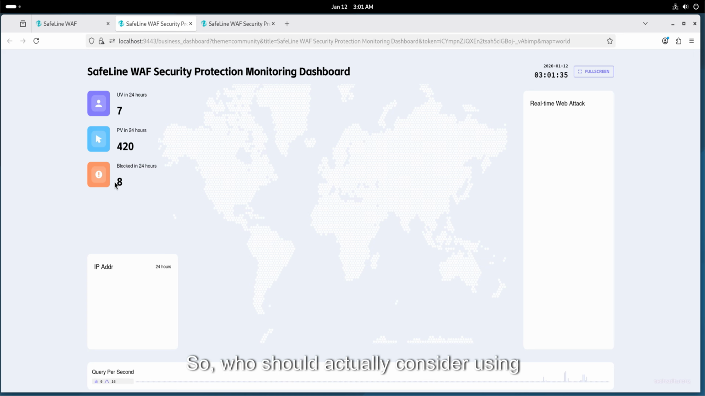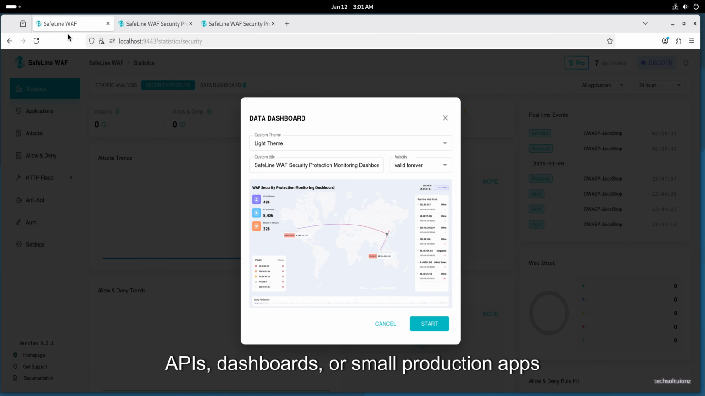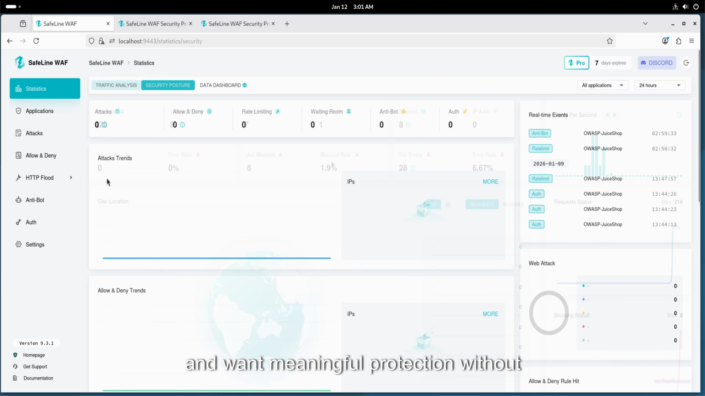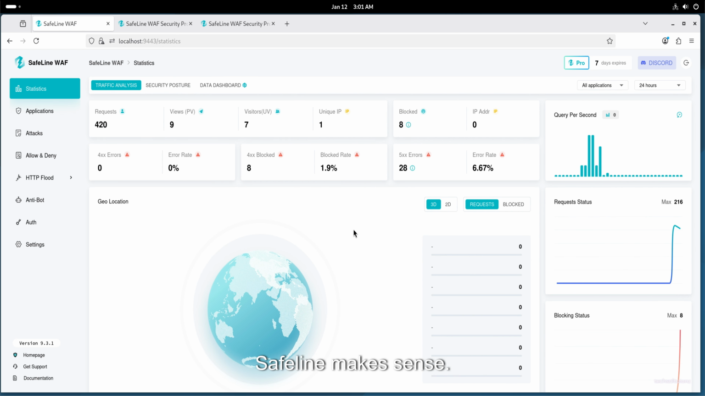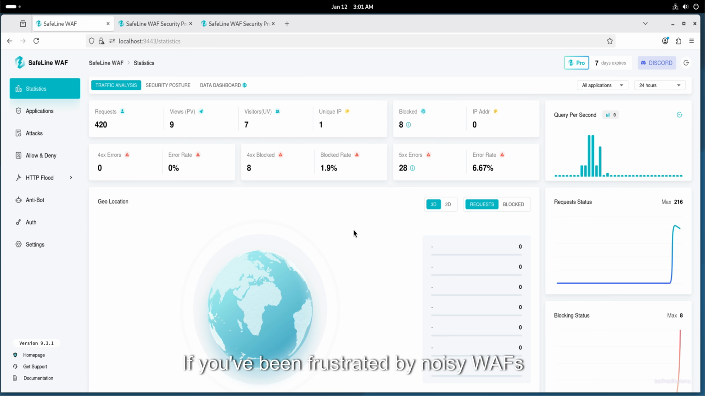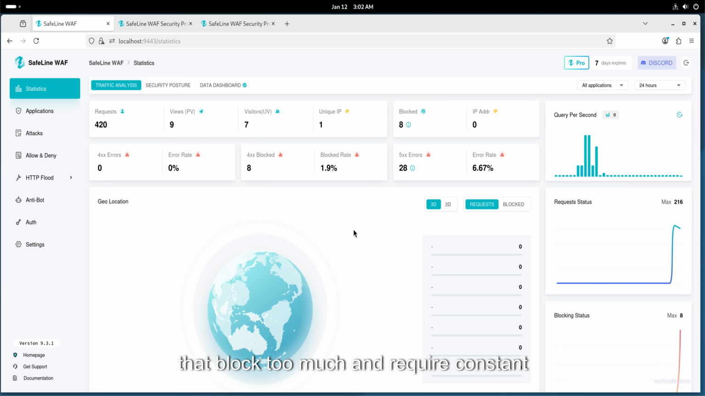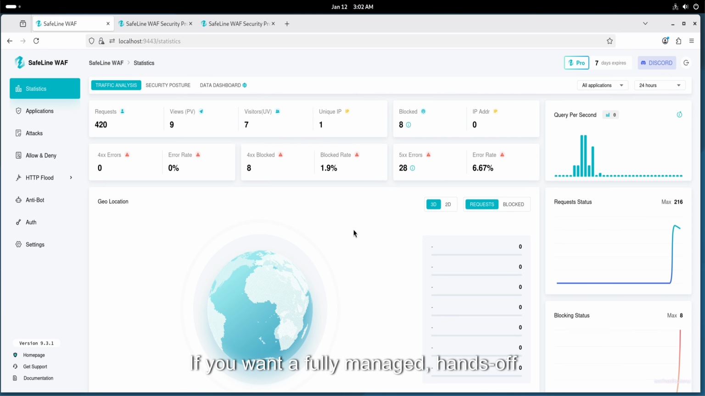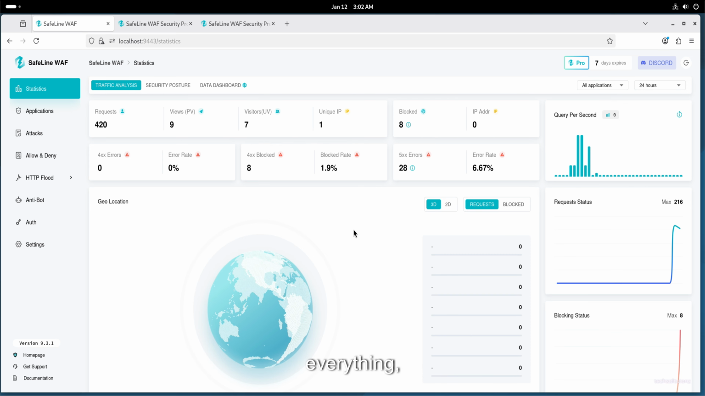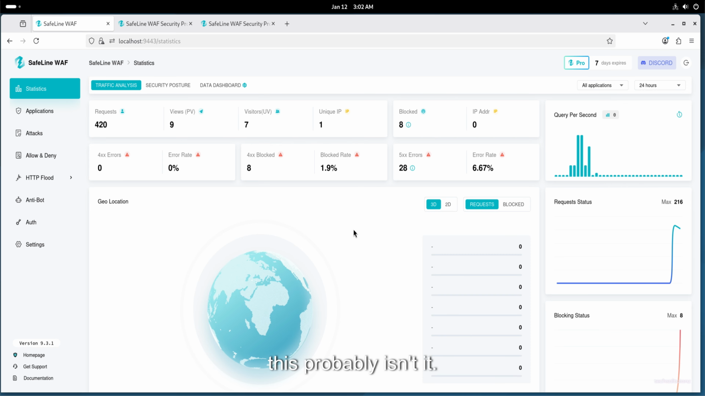So, who should actually consider using SafeLine? If you're running self-hosted services, APIs, dashboards, or small production apps and want meaningful protection without handing everything over to a cloud provider, SafeLine makes sense. If you've been frustrated by noisy WAFs that block too much and require constant rule tuning, the semantic approach here feels refreshing. If you want a fully managed, hands-off solution where someone else handles everything, this probably isn't it.